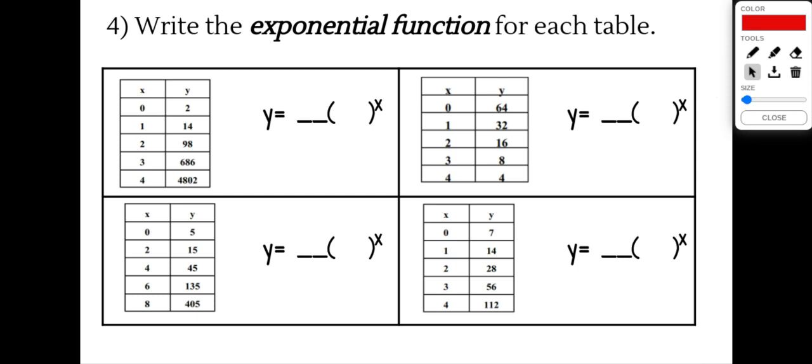So maybe you want to pause the video and just write that part down, and then we can start filling in everything together. Okay, you ready? So let's go ahead and we're going to start at the top left.